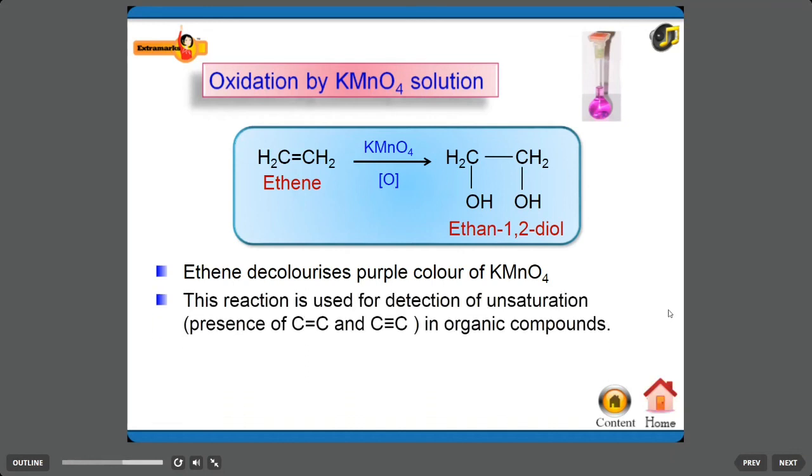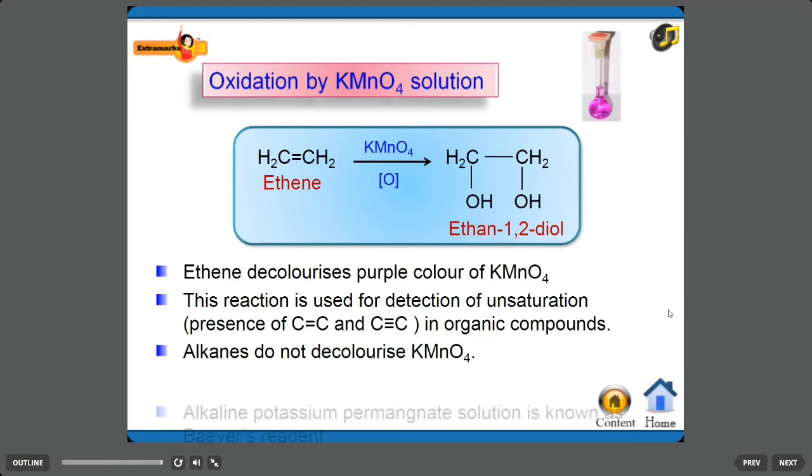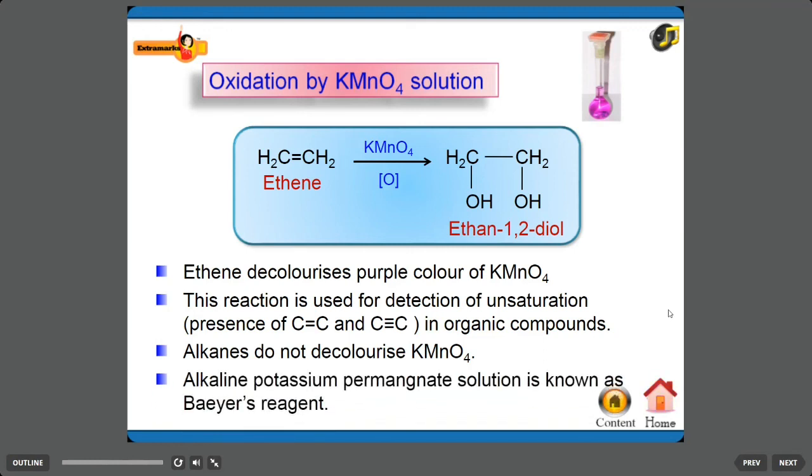This reaction is also used for the detection of unsaturation, that is, presence of carbon-carbon double bond and carbon-carbon triple bond in organic compounds. Alkanes do not decolorize potassium permanganate. Alkaline potassium permanganate solution is also known as Bayer's reagent.